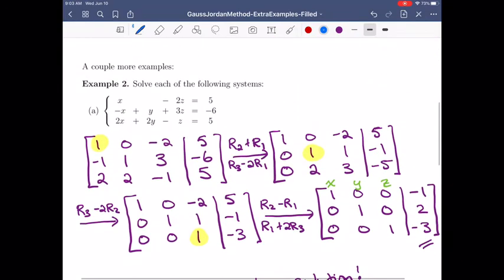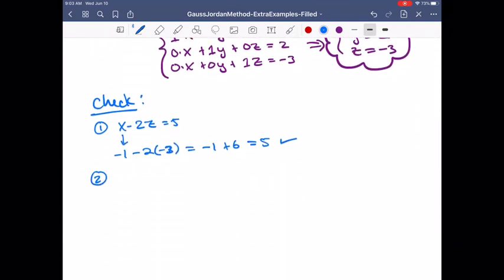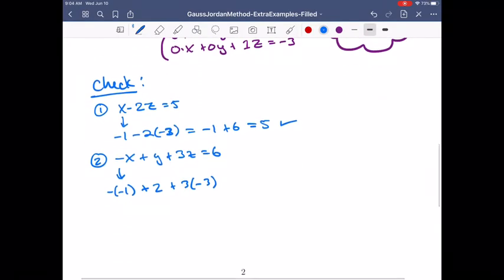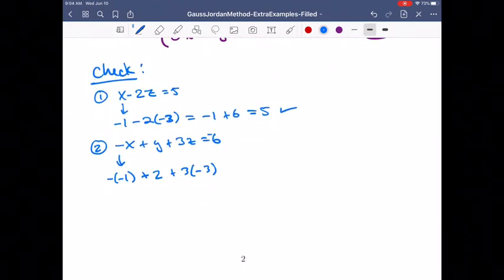Equation 2 is -x plus y plus 3z equals -6. If I check this one, I have 1 plus 2 plus 3 times -3. Oh, -6, not +6. Okay, so that's 1 plus 2 minus 9. So we do get -6.